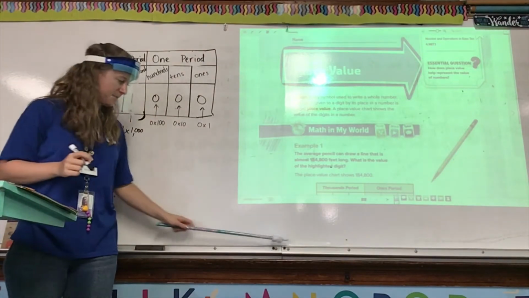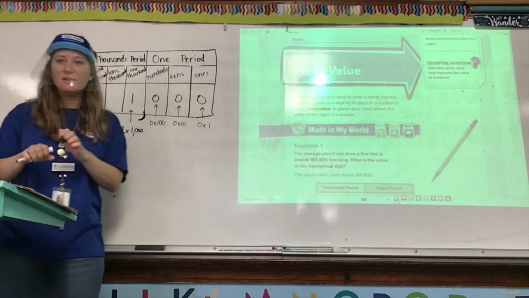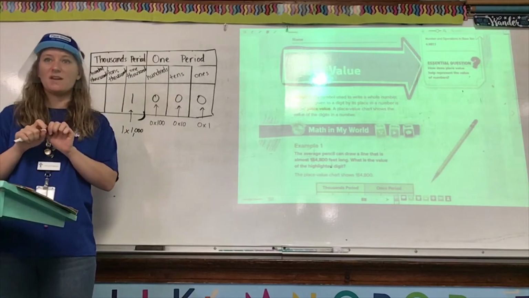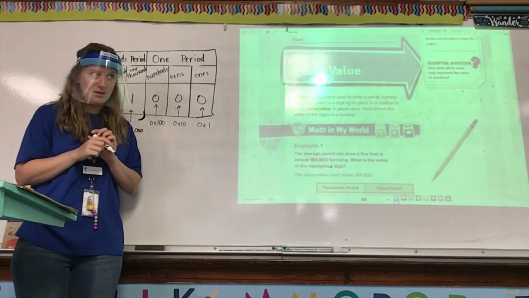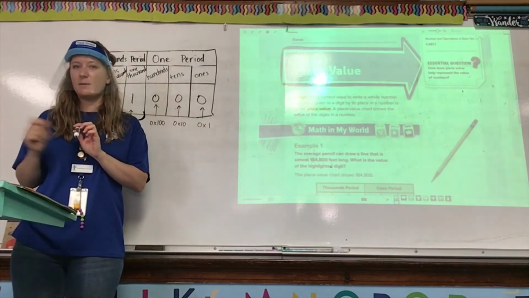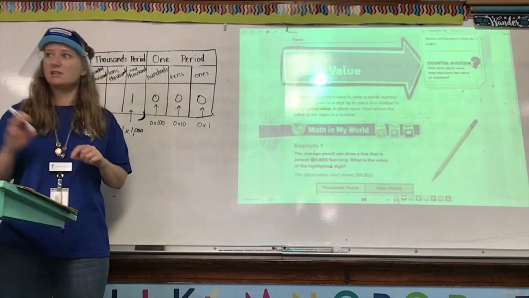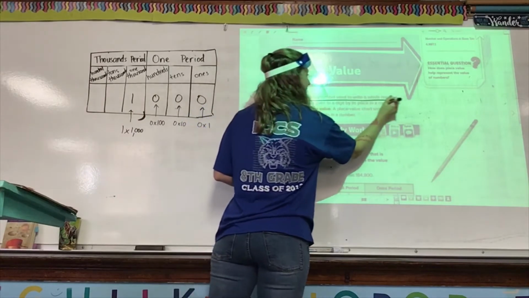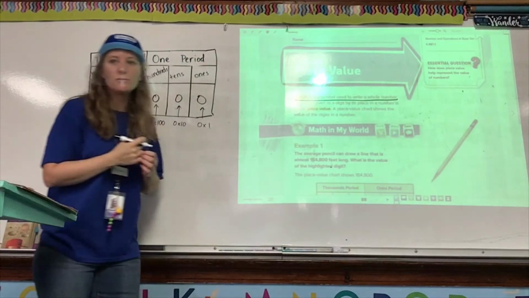So pause. That's our first vocabulary word for math this year. We have vocabulary in math. You had vocabulary in math last year. You have it this year. It is important. You may think, oh, we're doing math, all we have to worry about is numbers. Nope, you got to worry about words too. A digit is any symbol used to write a whole number.